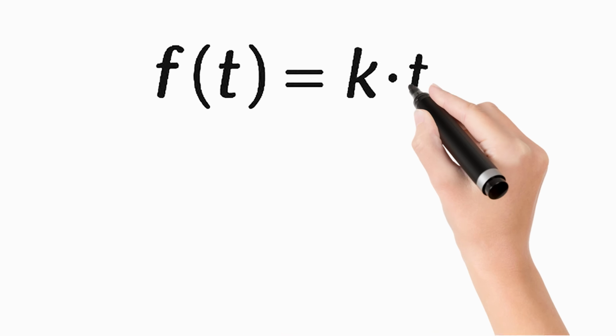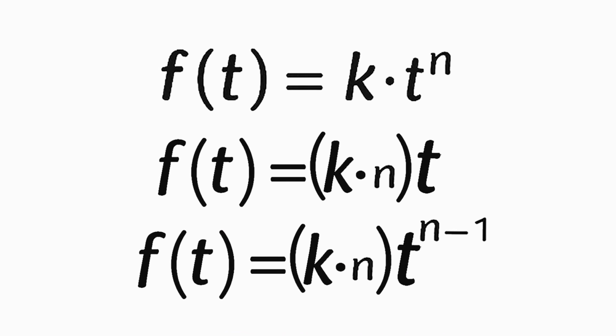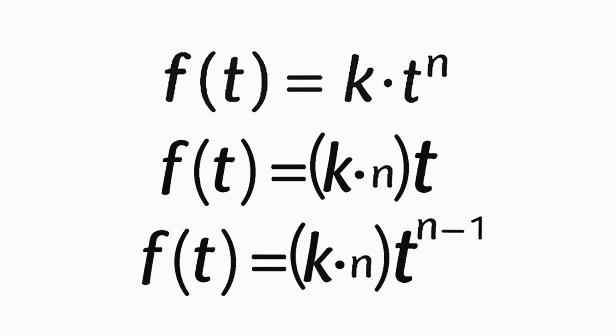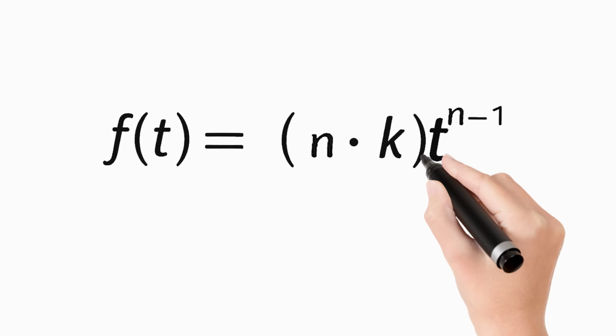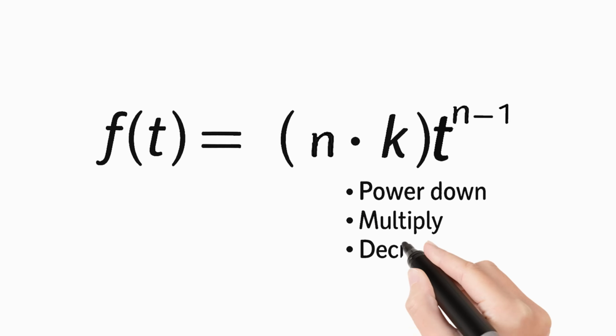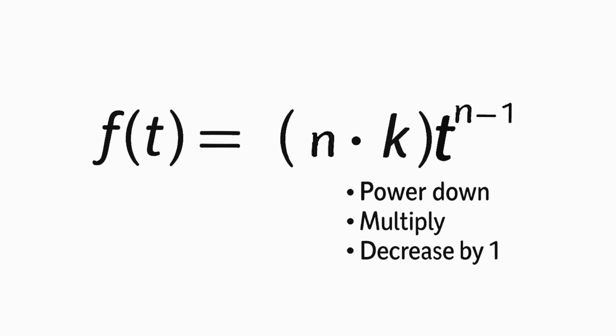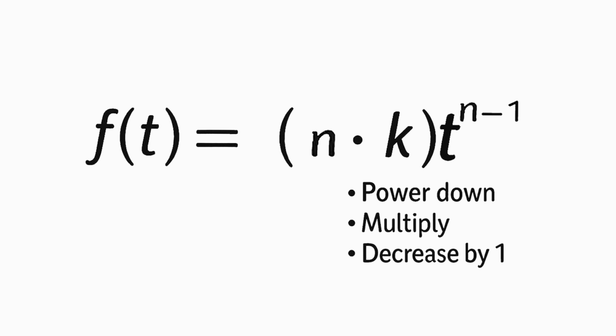The power on t moves down in front of k and multiplies it. The original power on t decreases by 1. The derivative, or rate of change, is that's it. Move the power down, multiply for a new constant, then give t a new power of n minus 1. No simulations, no guesswork, just one quick calculation.